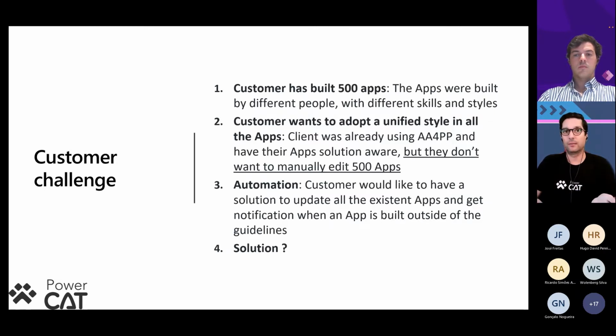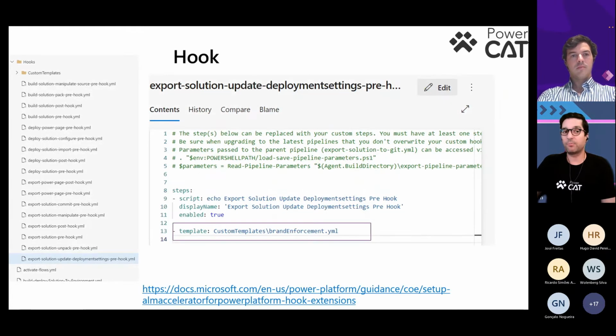How are they going to do that? Instead of going to all the different applications and solutions, editing the application, and deploying it, they wanted some kind of automation. So one of the possible solutions was: since you are using ALM Accelerator, why not build a hook? Before the code is committed to Git, you create your own custom template. In this case, I called it brand enforcement.yaml.